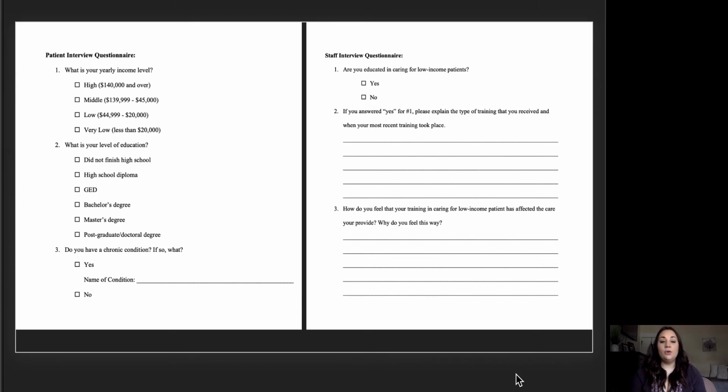And also, we have the staff interview questionnaire. This questionnaire is a little bit more basic. It asks if they have specialty training in caring for low-income populations. If they do, what kind is it? How long ago was it? They get a chance to elaborate on it, and then they can talk about how they feel that education in this specific population could benefit that patient.